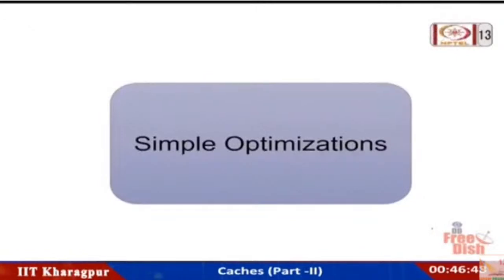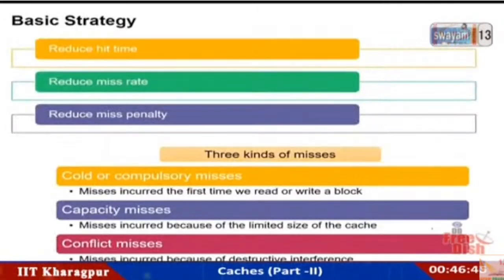A few simple optimizations, so simple ones. So what is the basic strategy of having an efficient cache? We either reduce the hit time, we either reduce the miss rate, or we reduce the miss penalty. Right? Any one of them or any combination thereof. There are three kinds of misses we can have, right? So regardless of the optimization strategy, there are three kinds of misses.